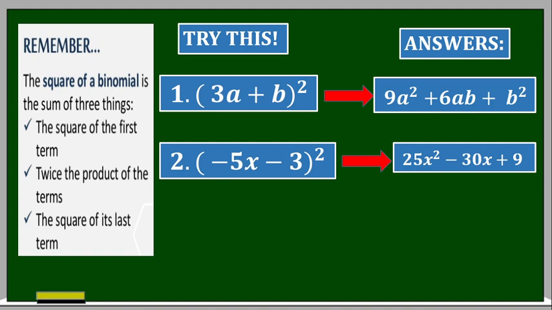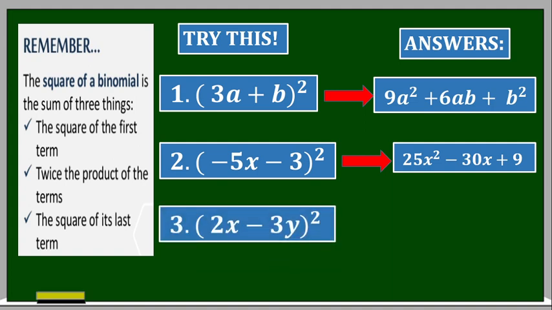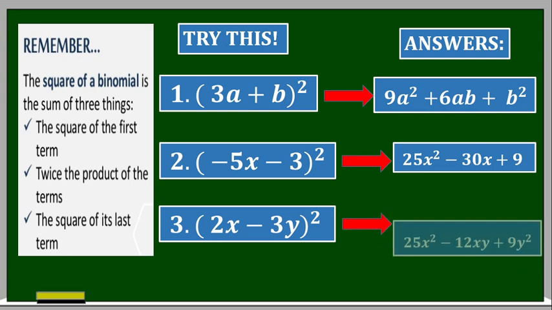Ganun lang siya kadali. And for the last example, square of 2x, 4x squared. You multiply the two terms. 2 times negative 3 is negative 6 times 2, negative 12xy. And then square of its last term, we have negative 3 times negative 3 is 9y squared.